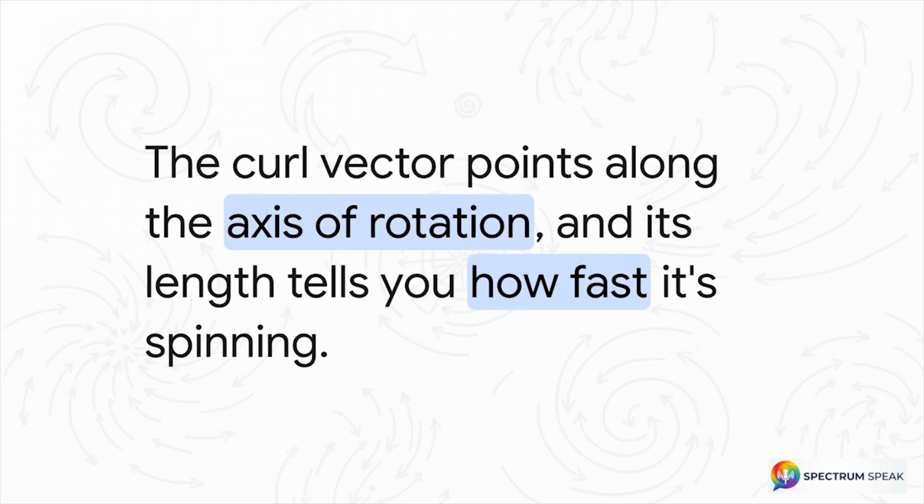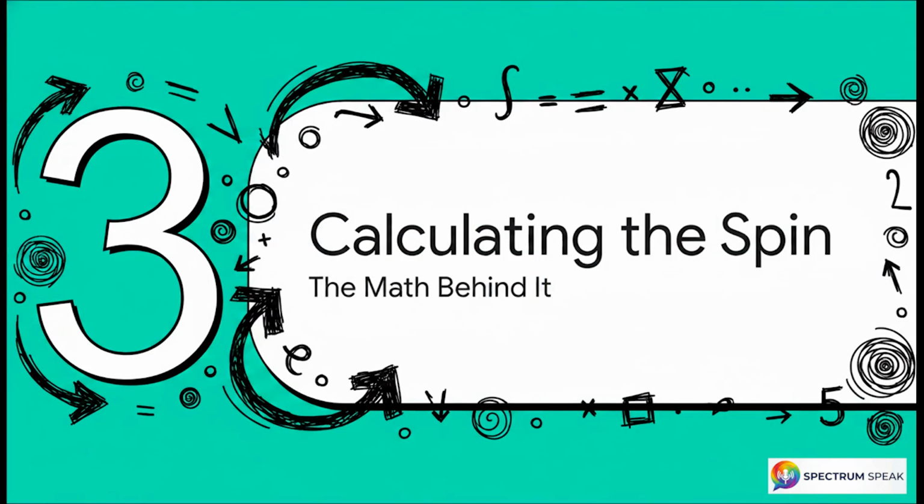Curl is a vector. That means it has two pieces of information, a magnitude and a direction. The magnitude, the length of the vector, tells you how fast that paddle wheel is spinning. The direction of the vector points along the axis of the spin. And you can figure that out with the good old right-hand rule. If you curl your fingers in the direction of the spin, your thumb points in the direction of the curl vector.